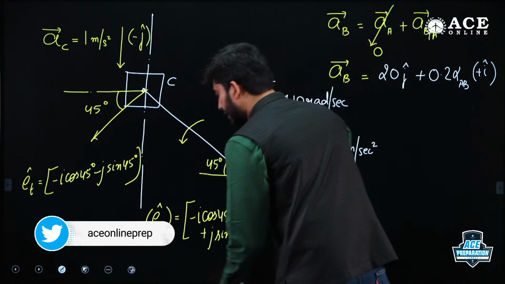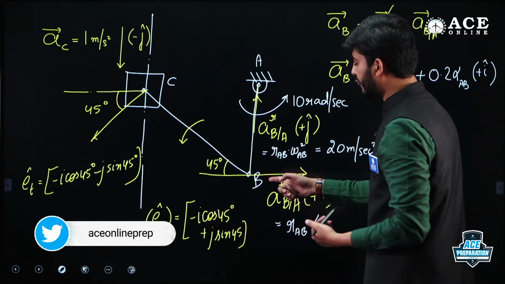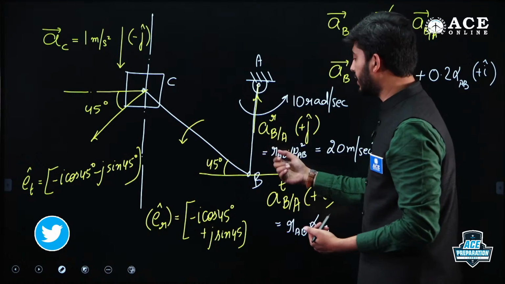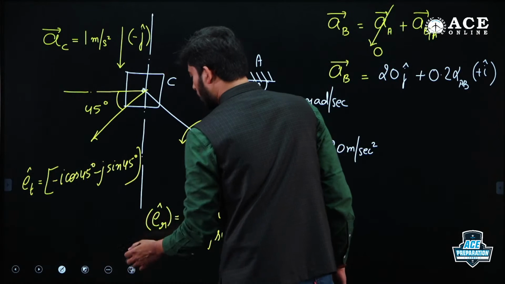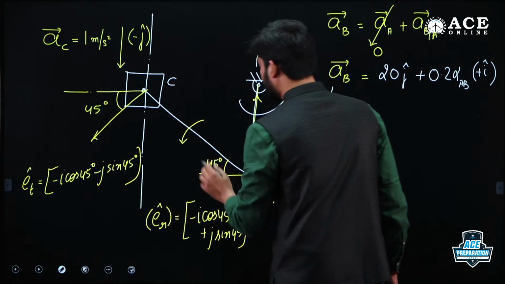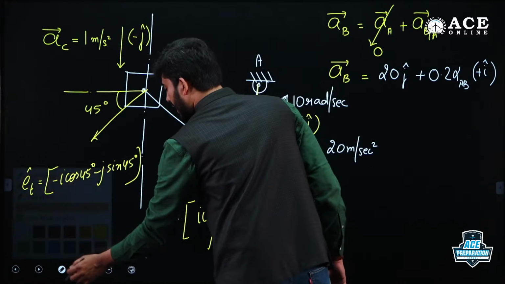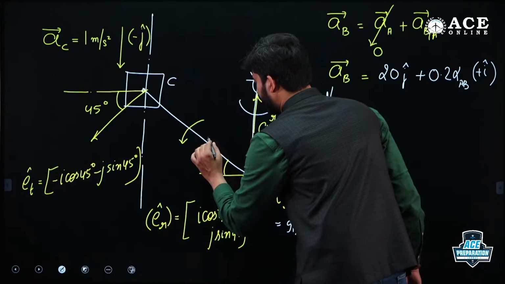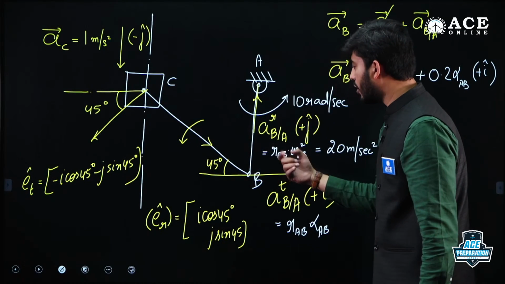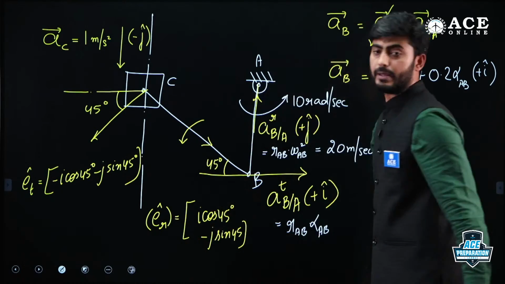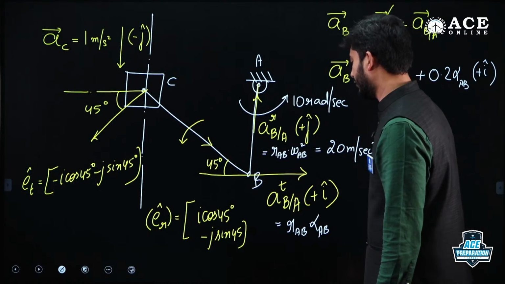Yes, guys, there is a small correction here. When we are taking the reference point as B, the radial component will be directed from C towards B. So this vector has to be modified. The vector will be like this, guys. From C it will be directed like this. It is in the fourth quadrant, so this has to be minus j sin 45.